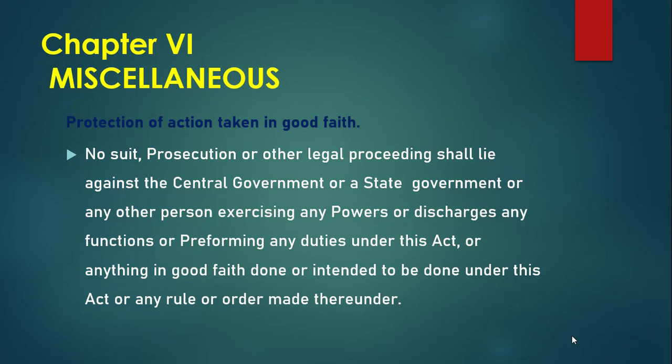This is about chapter 6. That means miscellaneous things. Okay, general things. What are all the things we have to follow to control and combat illicit trafficking, as well as to ensure the medicinal use and scientific use of these psychotropic substances and narcotic drugs. This is about the Narcotic Drugs and Psychotropic Substances Act 1985.